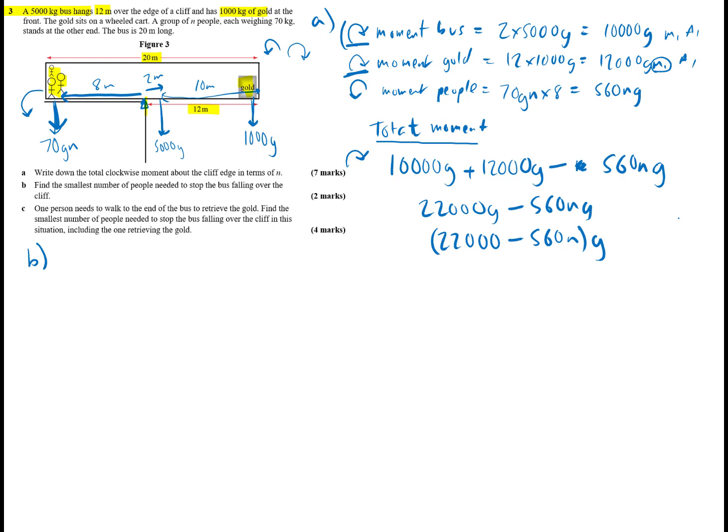That's part A. That is 7 out of 7. You can see that's quite easily done. Now let's look at 3b. Find the smallest number of people needed to stop the bus falling over the cliff.